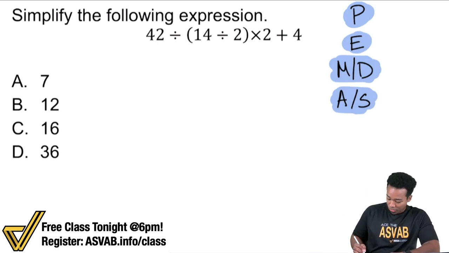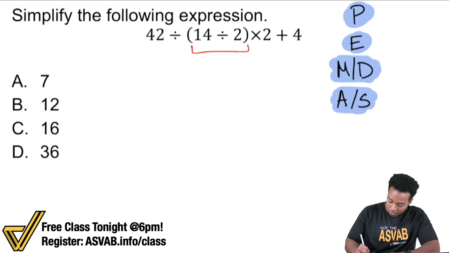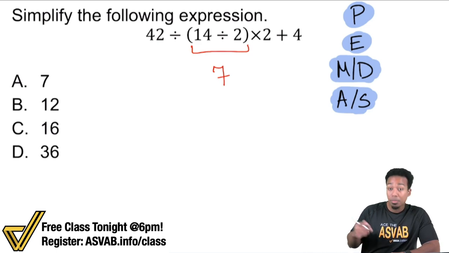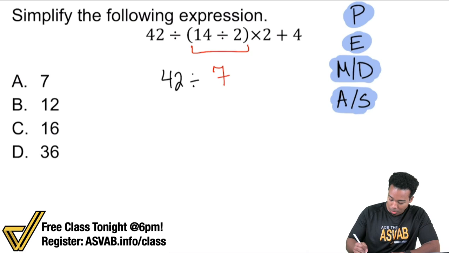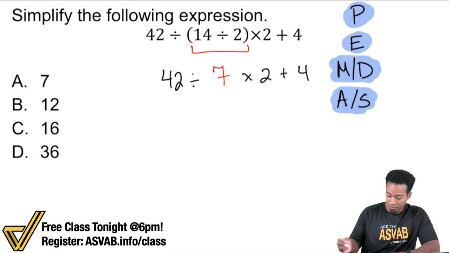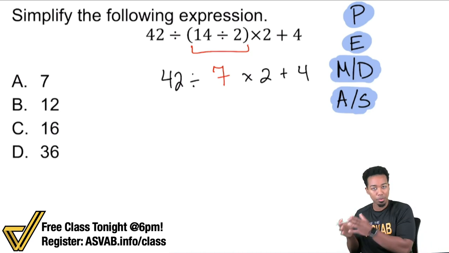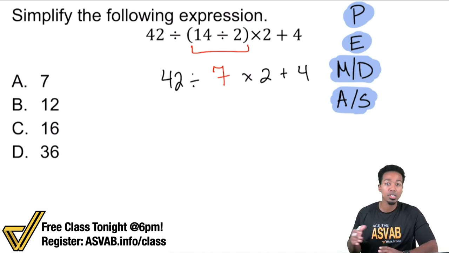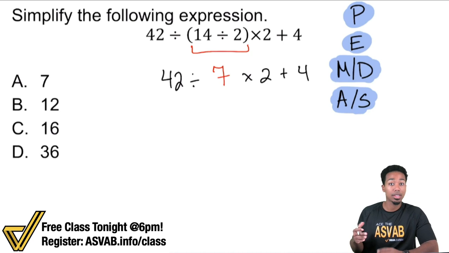So obviously parentheses must come first, so that's right here. 14 divided by 2, we'll take care of that. That's going to be 7. But let's rewrite everything that we see here. We have 42 divided by whatever that was going to be, which is 7, then we have the multiplier of 2 and adding 4. Looking at the math before you actually perform it, super important. It's going to give you a lot of room to not make mistakes.